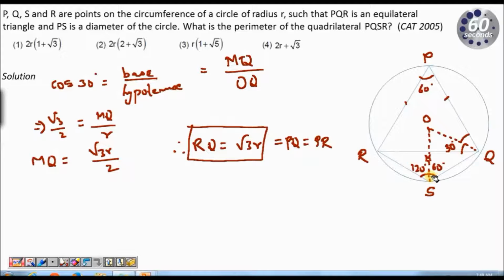So this angle, angle OSQ, will be 60. So this is 60, and OS and OQ are both radii. So angle OQS will also be 60. So this angle will also be 60.